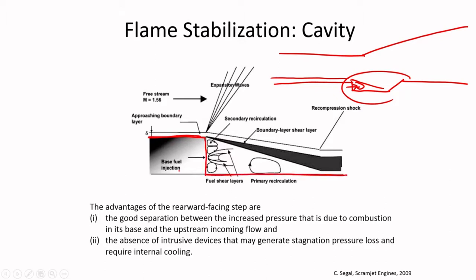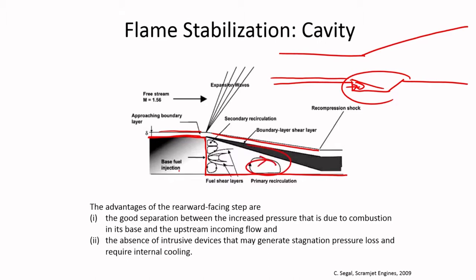As the flow is coming, it encounters a divergence, and when you have a divergence, you get these expansion waves. These expansion waves further turn the flow, and you have a boundary layer coming inside the cavity. Now inside the cavity, you don't have a direct flow, of course. So there is a shear layer being formed because the velocities inside the cavity and outside the cavity are widely different, and then the flow essentially comes and recirculates like this.